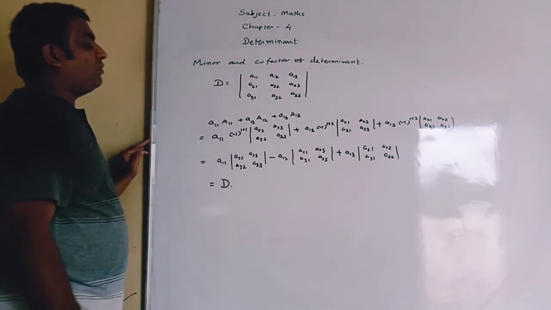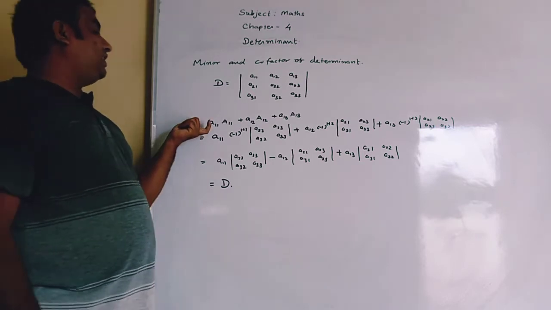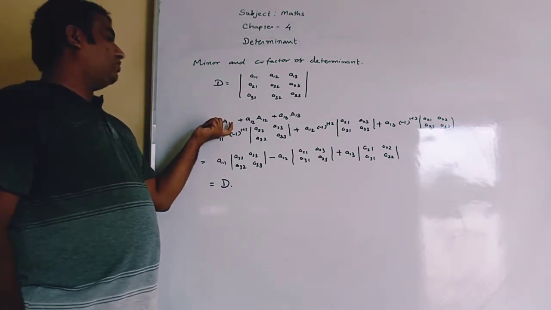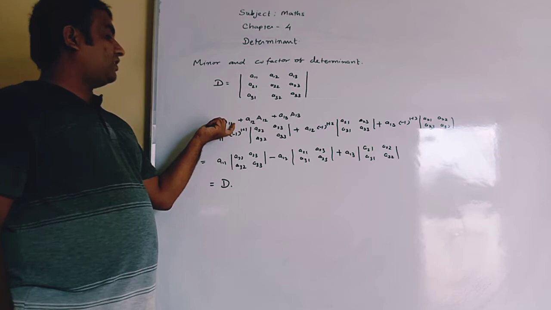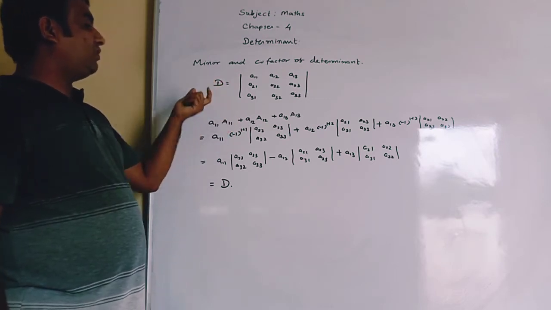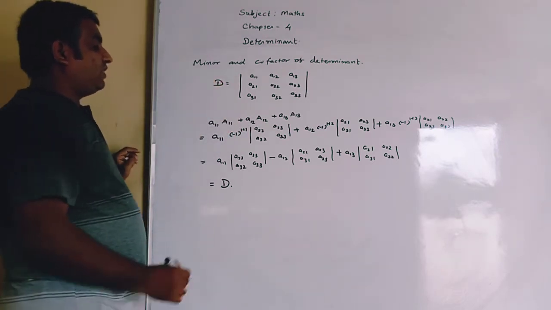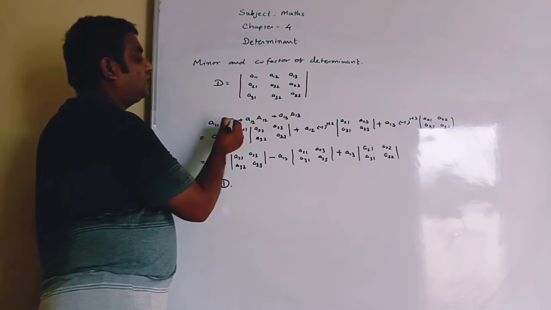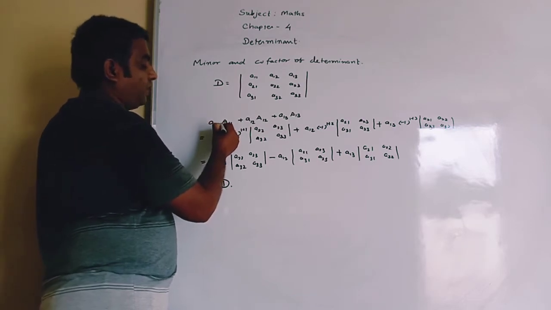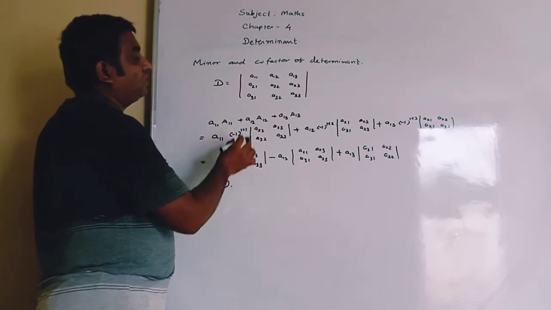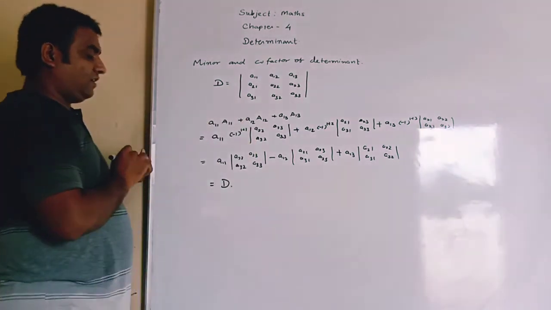So whenever we multiply each row by its own row's cofactors, then we get the determinant D. Whenever we multiply each row by its own row's cofactors, the value of the determinant D we are getting.